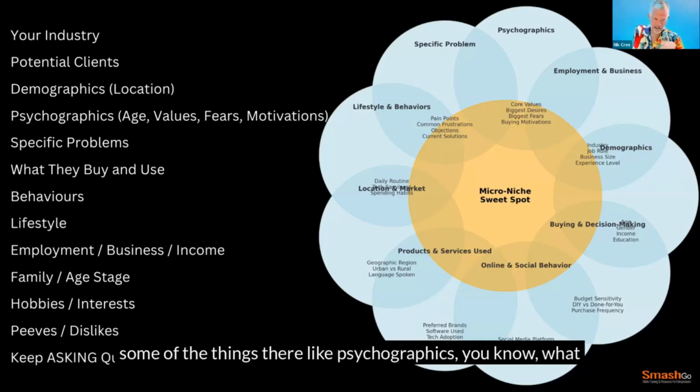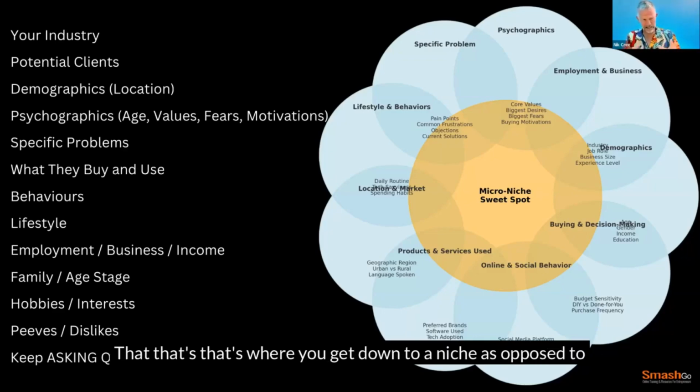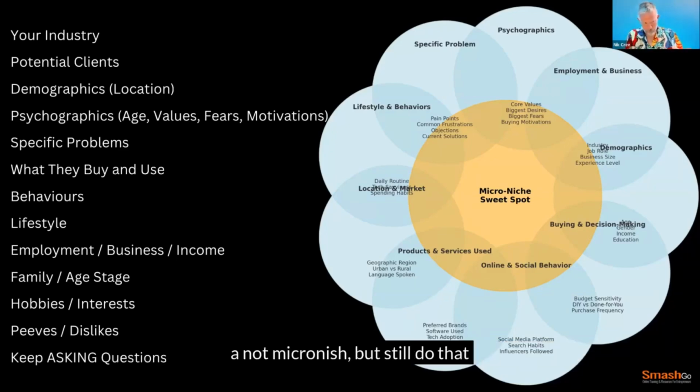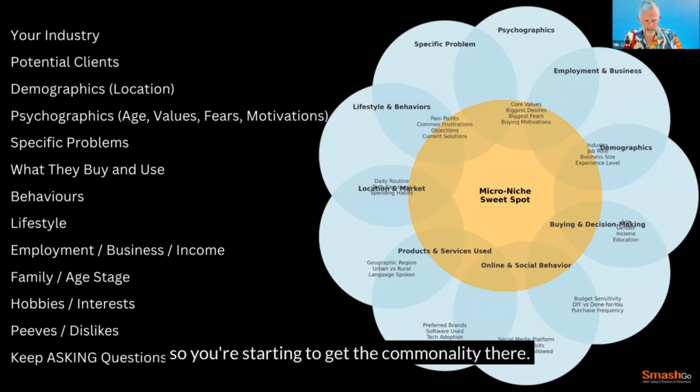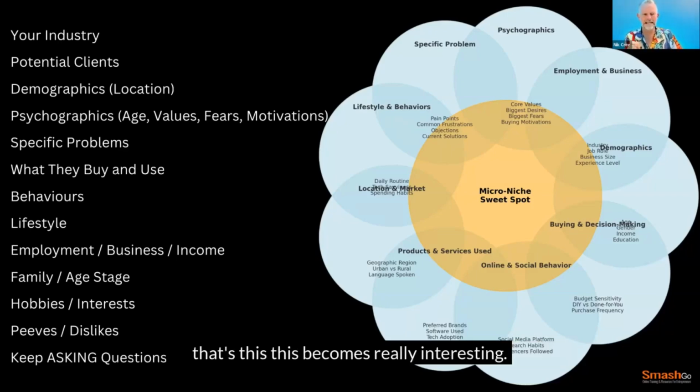Some of the things there, like psychographics: what's the age, values, fears, motivations. That's where you get down to a niche, as opposed to a not micro niche, but still do that. So you're starting to get the commonality there. And then think about what are their specific problems. Now this becomes really interesting.